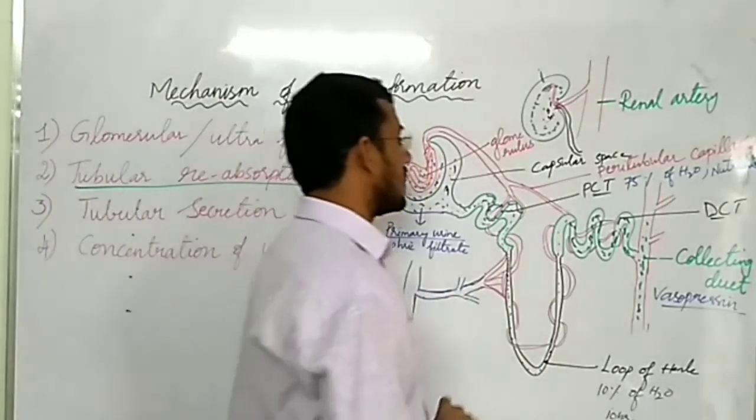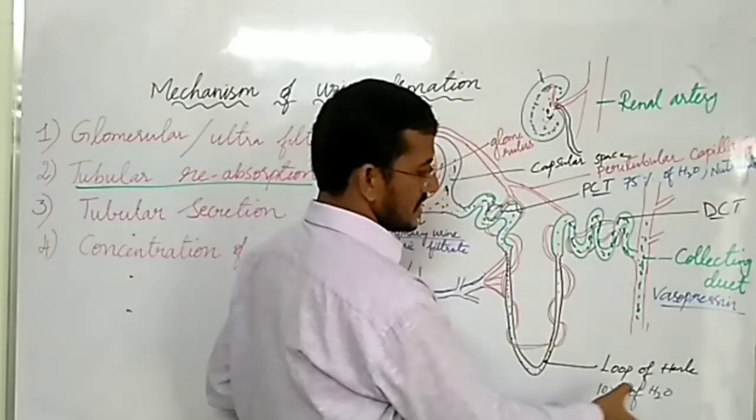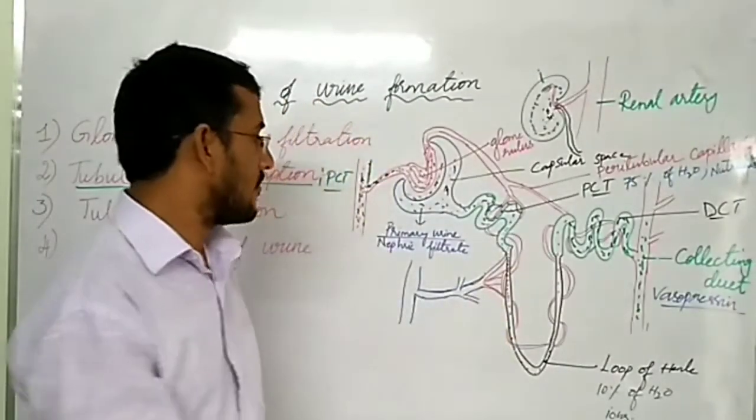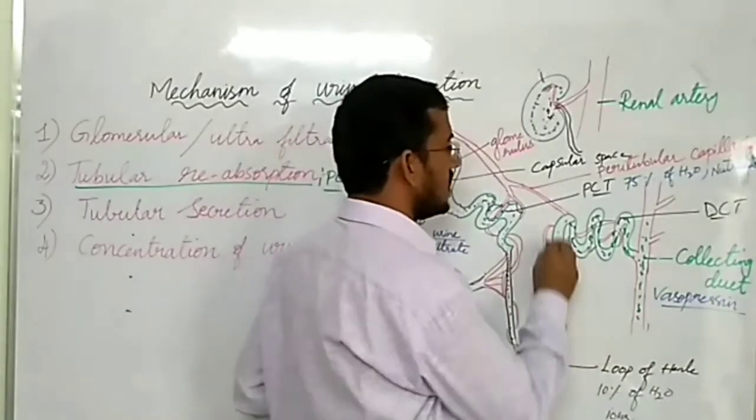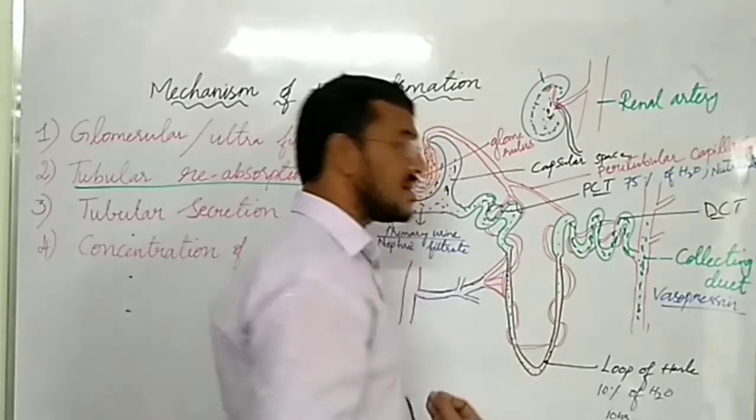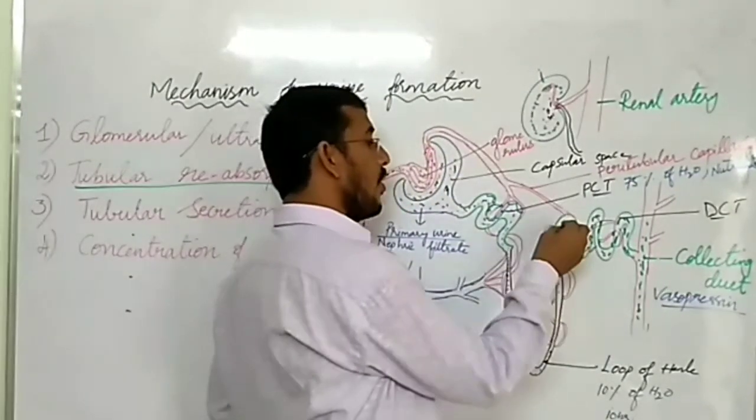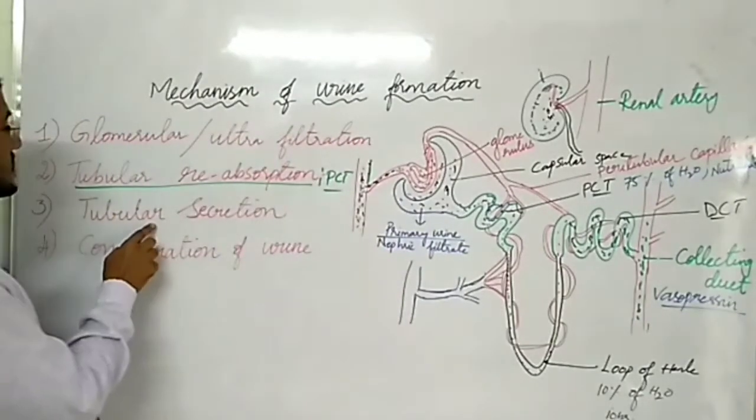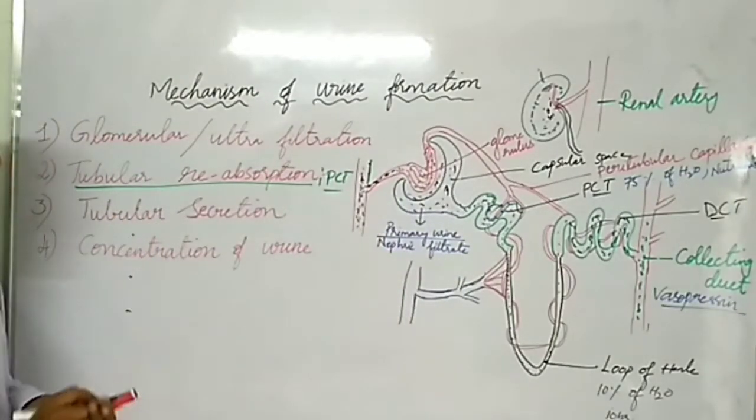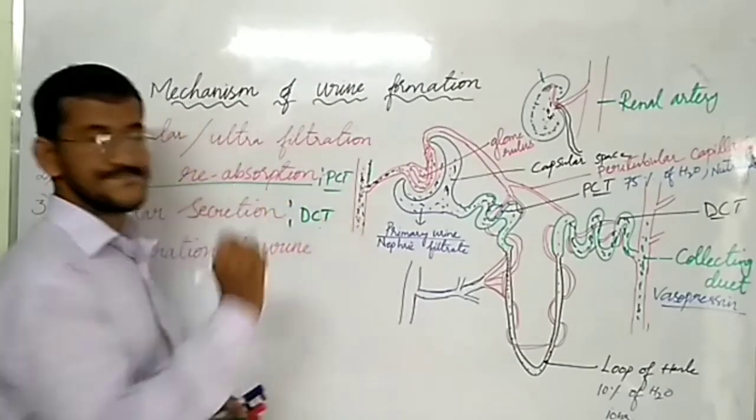So here in PCT, 75% of water is absorbed. In loop of Henle, 10% of water is absorbed. From there, nephric filtrate will enter into DCT. In DCT, absorption also occurs, but very little. But more tubular secretion will occur. So tubular secretion especially occurs in DCT.